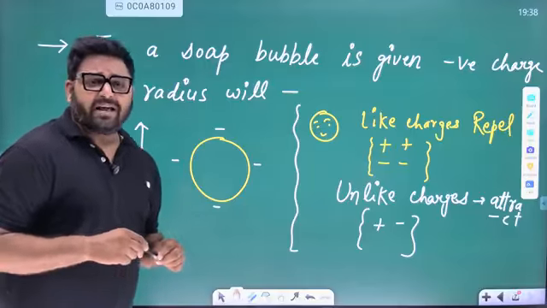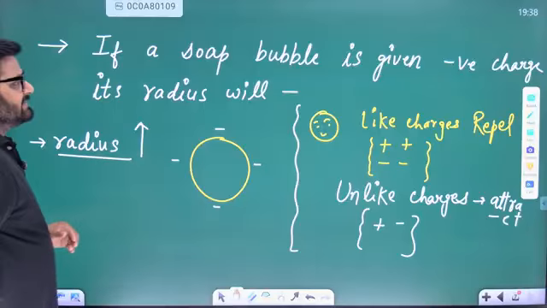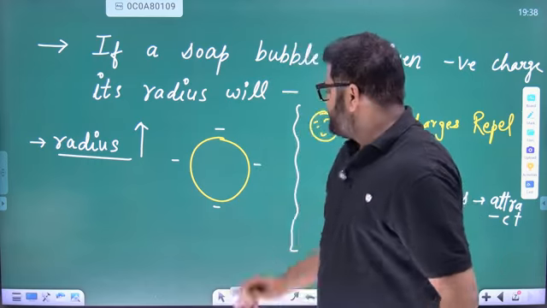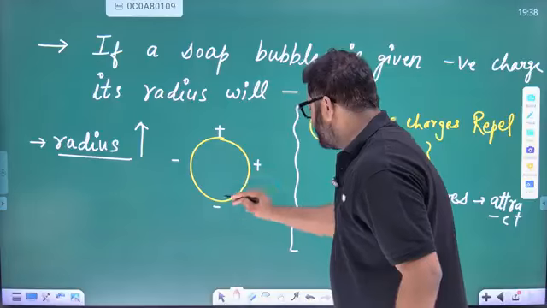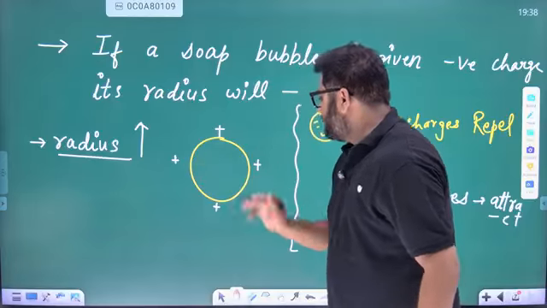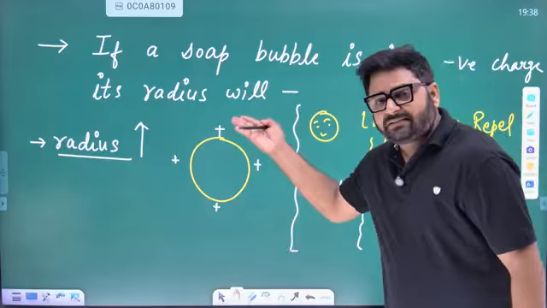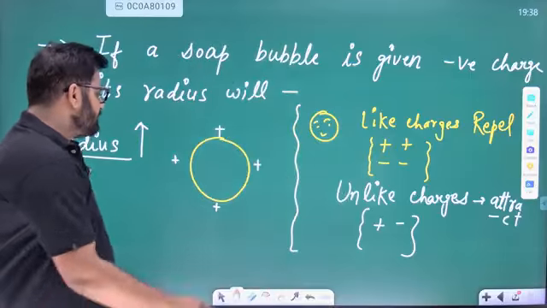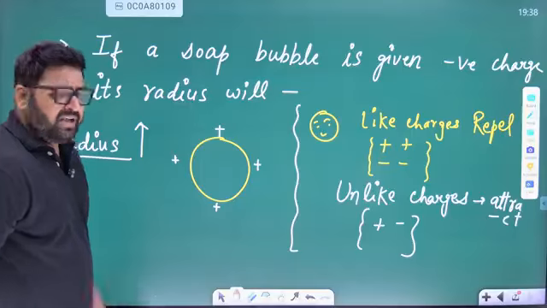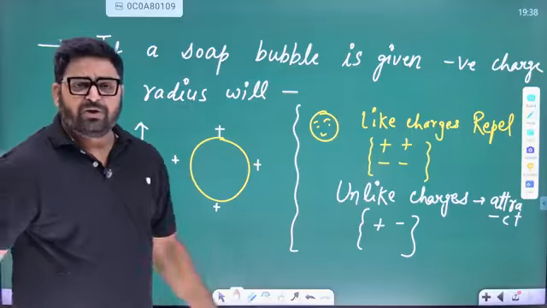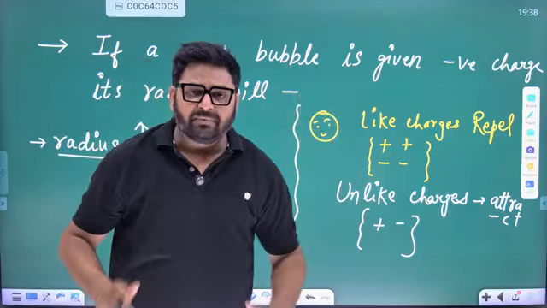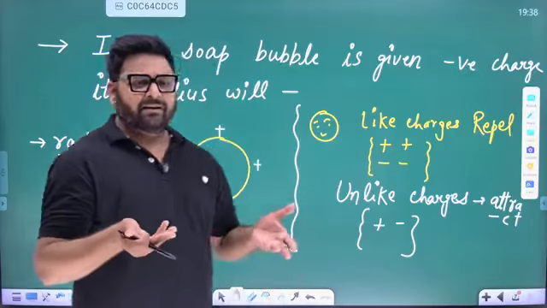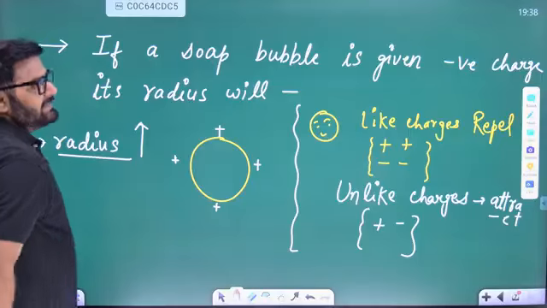Well, this time again we will have the same answer. The radius will increase. In the previous question we had negative; in this question they have positive charge, but still they are like charges. Similar charges have repulsion. So this positive will try to go far from that positive, and they are trying to expand. It means the radius will increase.